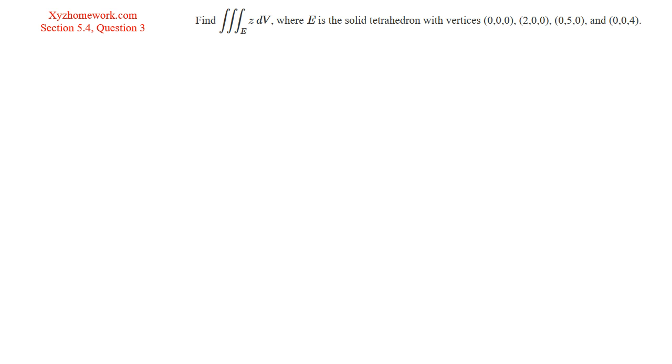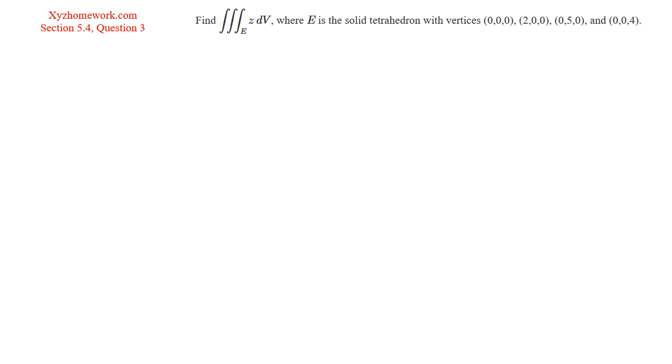However, this is z-simple, and when we make a line from the bottom up through this plane, it will go from z equals 0 to that plane, z equals (20 minus 10x minus 4y) over 5. So that will be our first order of integration. Our integrand is going to be z. We're going to start with a dz, and it's going to go from 0 to (20 minus 10x minus 4y) over 5.